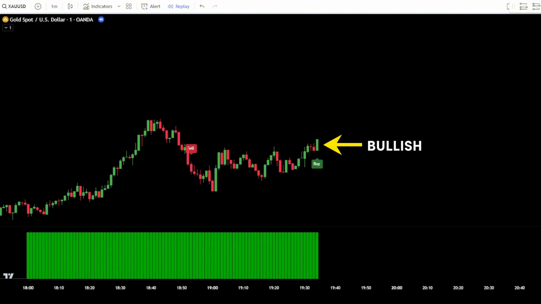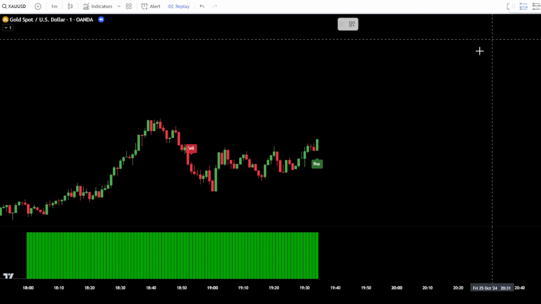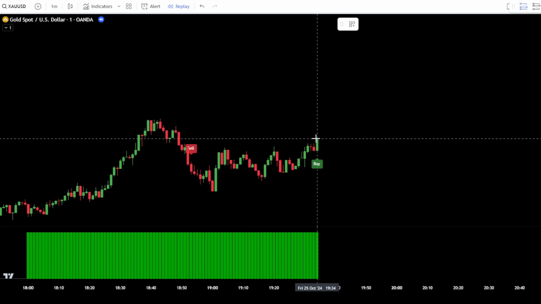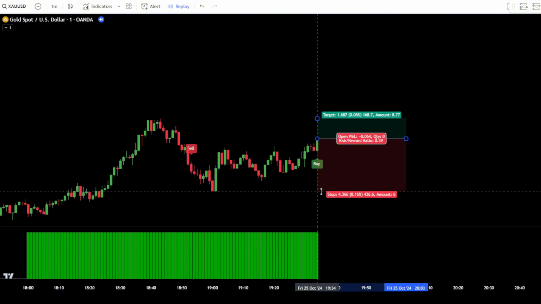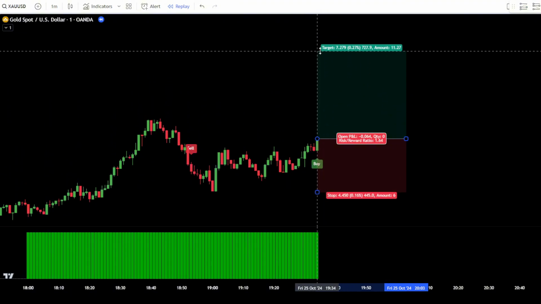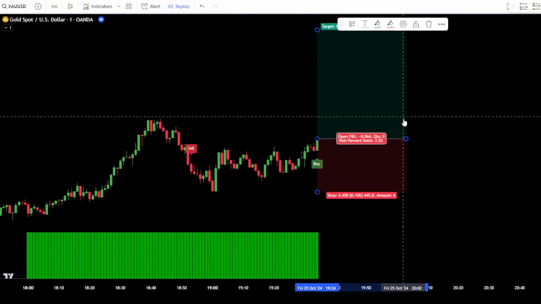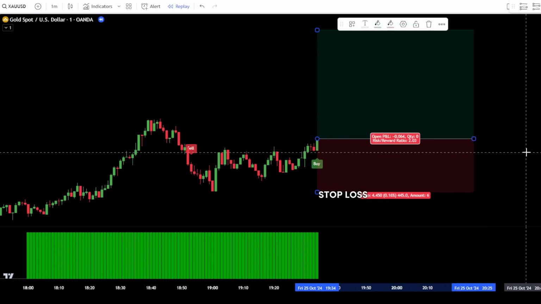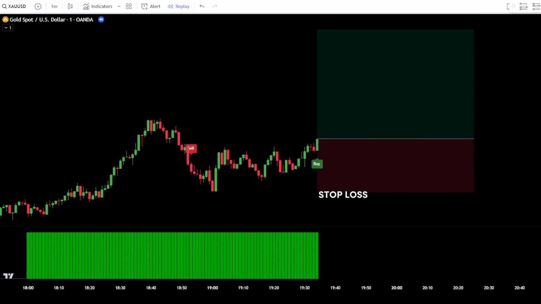As confirmation, ensure that the candlestick formed is a bullish candlestick. If all conditions are met, you can place a buy order after the bullish candlestick has closed. Set the stop loss at the most recent low. Use a 1-to-2 risk-to-reward ratio for your take-profit target.